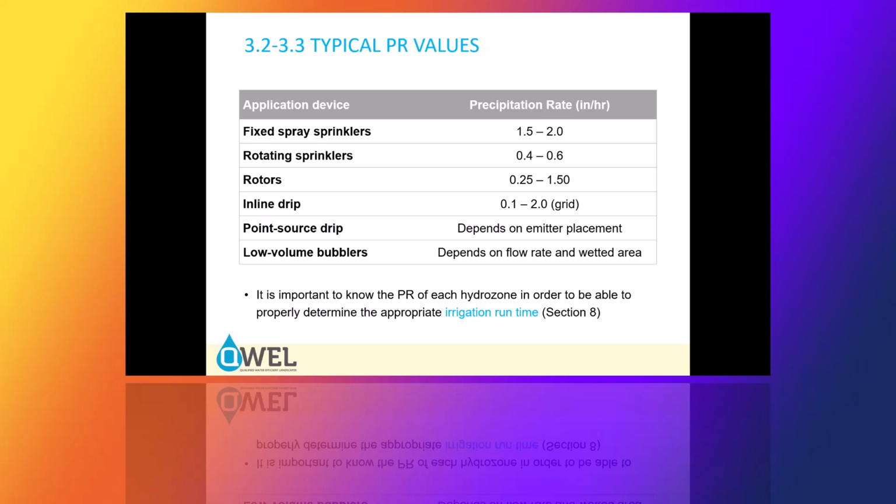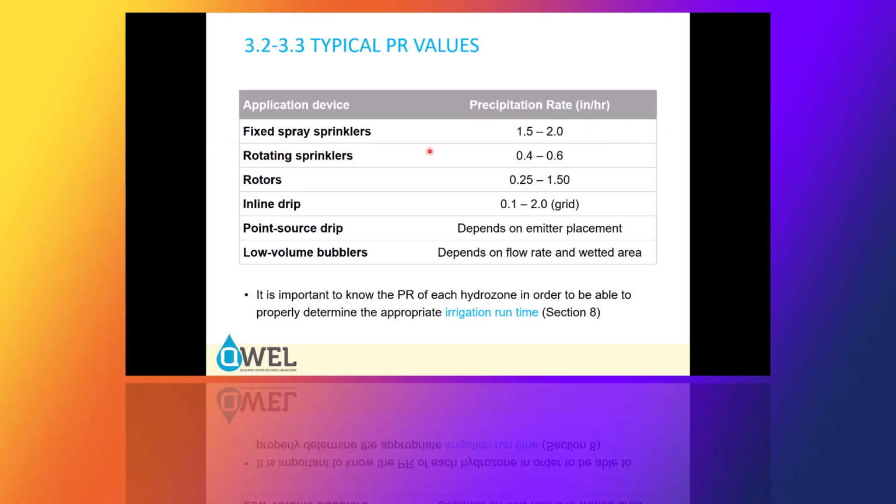So this table shows some of the typical precipitation rates or PRs of different emission devices. So this needs to be related to your soil infiltration rate. That's why knowing about your soils is really important, because you don't want to have a precipitation rate that's higher than your infiltration rate. Otherwise, you're going to be having a lot of runoff. Be familiar with the precipitation rates for these application devices. So fixed spray rotors always have a high precipitation rate. And for our clay soils here in Arizona, too high for what we have to work with.